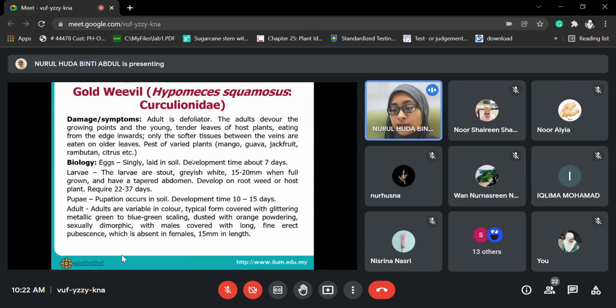Maksudnya waktu kalau kamu nak tanam, kamu nak jual anak pokok mango ke kan, we usually have a certain area where we call it nursery. Okay, so that waktu tu still duduk dalam polybag, meaning that pokok tu mungkin tak ditanam atas tanah lagi. So usually this pest infests during this time lah, where the plant is still in the nursery. So the variety of plants like mango, guava, jackfruit, rambutan, citrus, so all the large fruit trees. It's not specialized on vegetables.